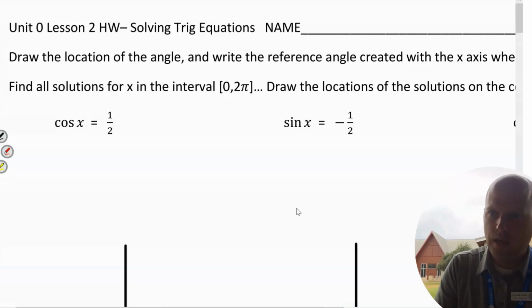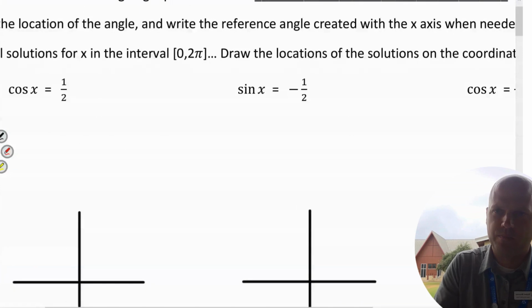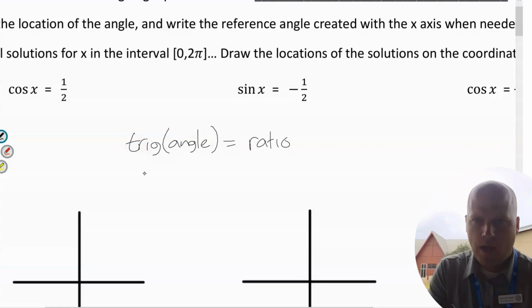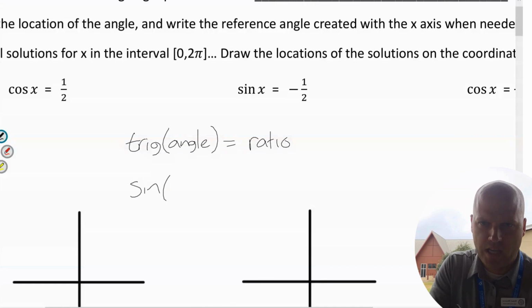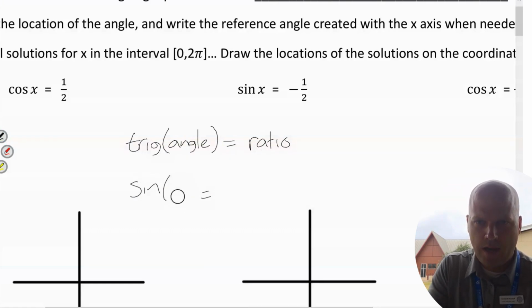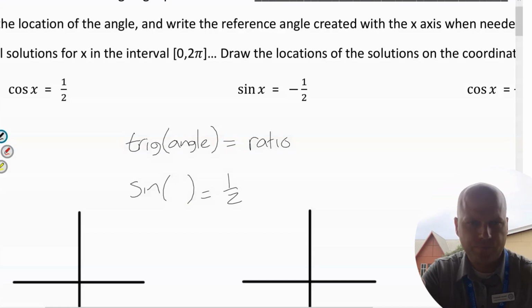We are kind of going backwards with what we did day one. We talked about in class, and it's important to remember that it always goes, I'll write it here: the trig function of an angle equals a ratio. Day one, I gave you the trig function and I gave you the angle. You then provided the ratio. Day two, I give you the trig function, I give you the ratio, you give me the angle.